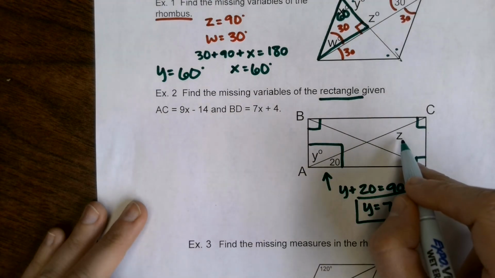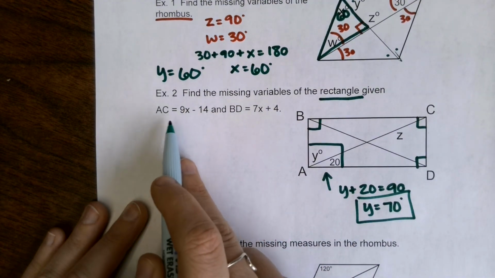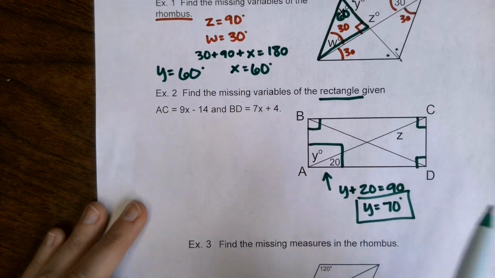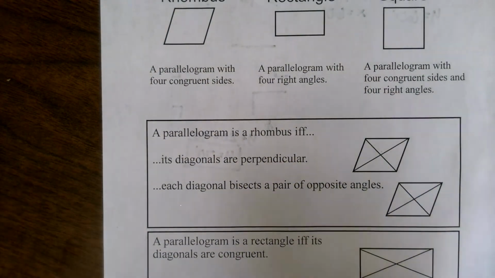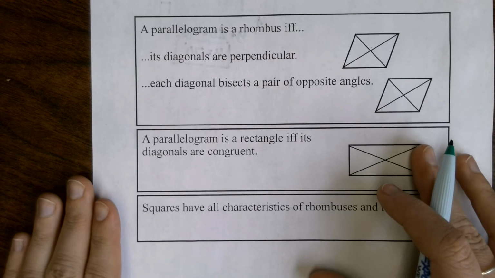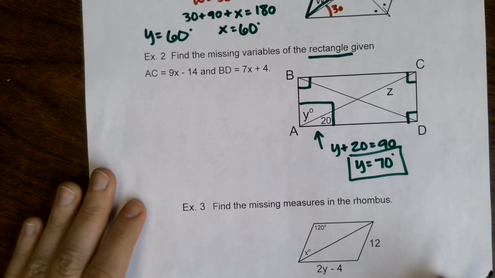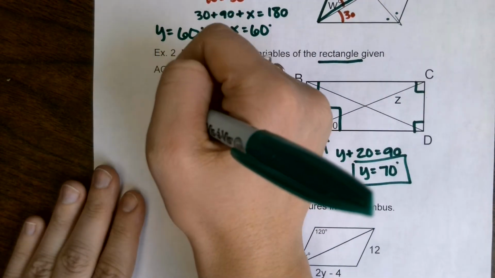For solving for Z, instead of going straight for Z, I'm going to look at the information that I have, my AC and BD. I know from possibly looking at my properties on the other side, you'll definitely have to flip back and forth while we're working on homework, that for the rectangle my diagonals are congruent to each other, so that tells me that AC will be congruent to BD.